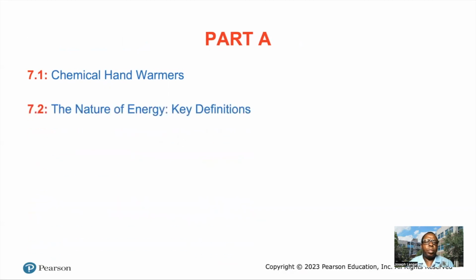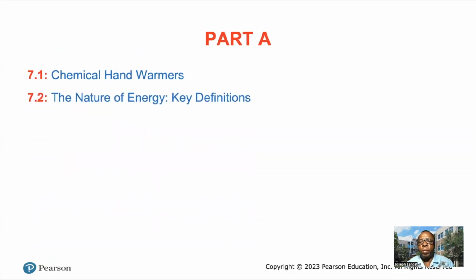In 7.2, we will look at a few definitions you need to bear in mind. I will ask you, probably in the quiz or in the upcoming exam, some key definitions you need to understand. What is thermodynamics? What is chemistry? What is energy? What is work, and so forth.